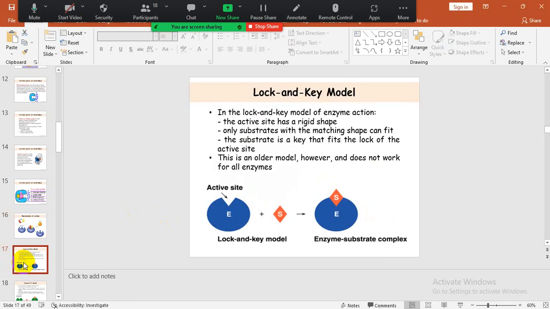So we have the lock and key model. Please let me chase this dog and I'm coming. So let's resume.